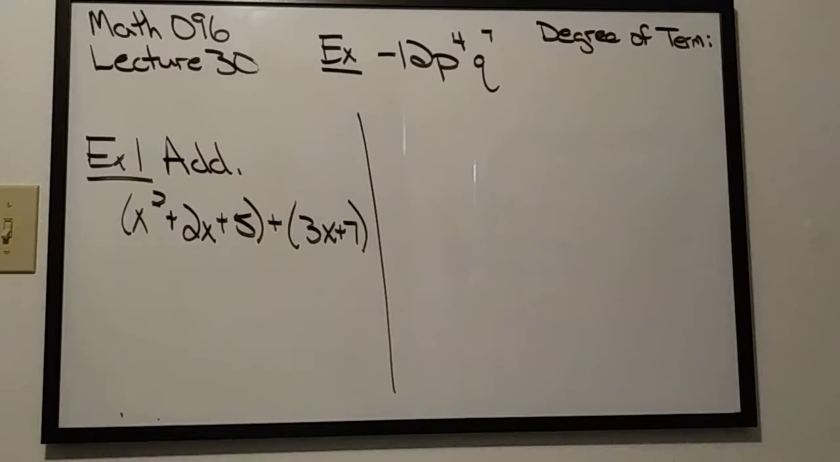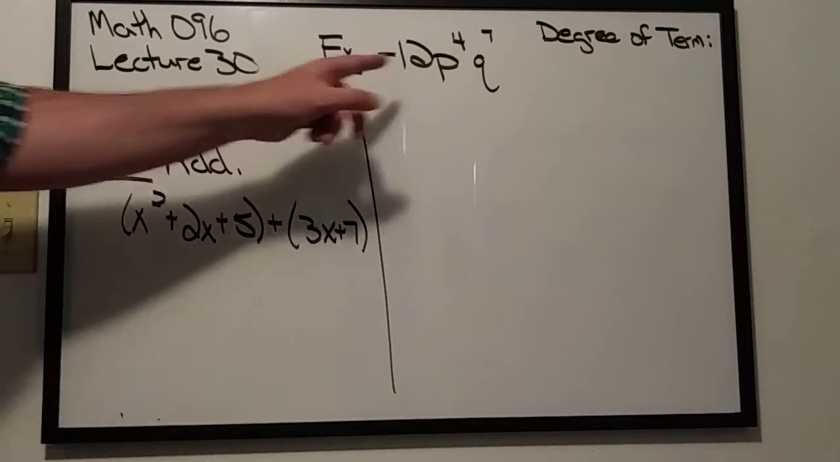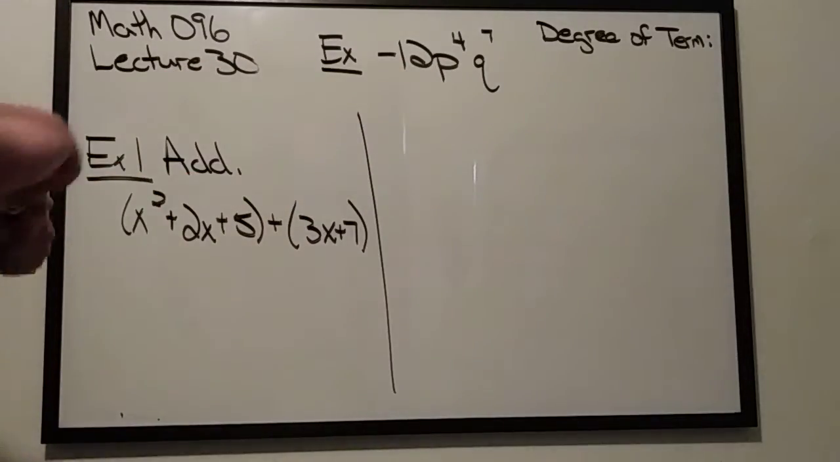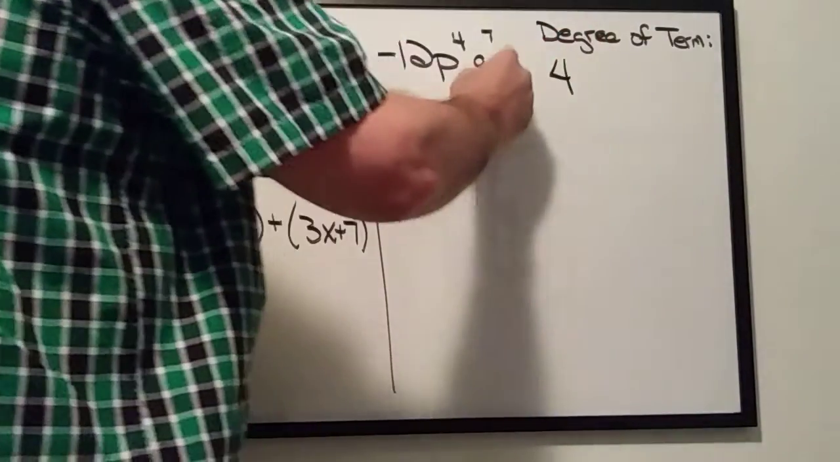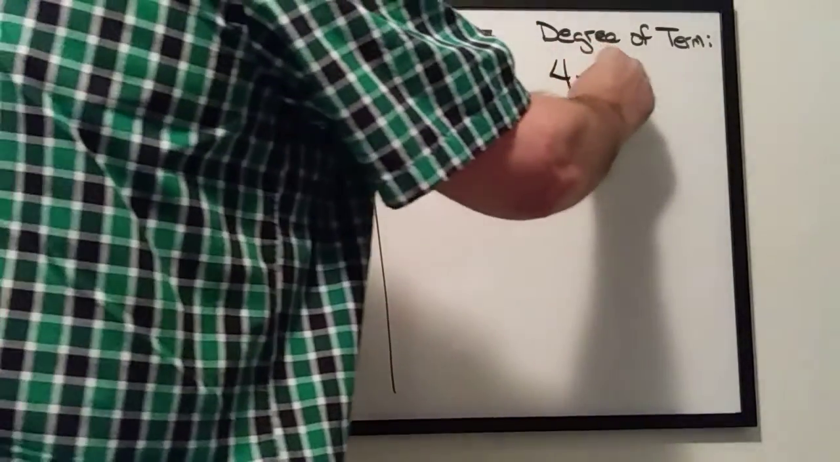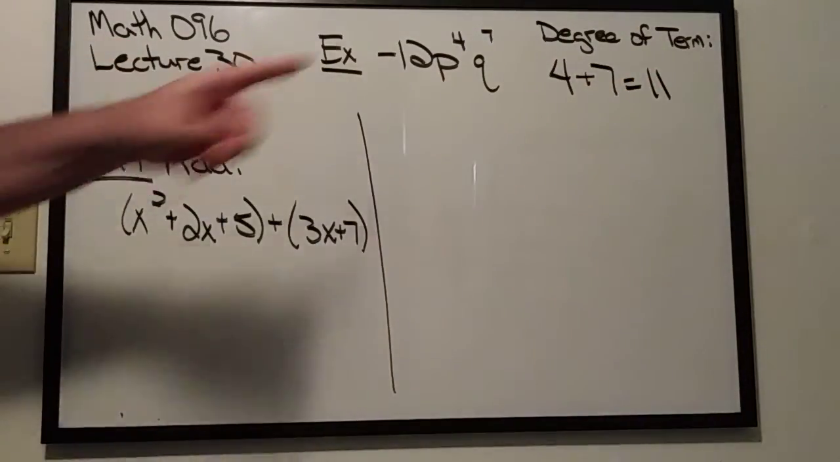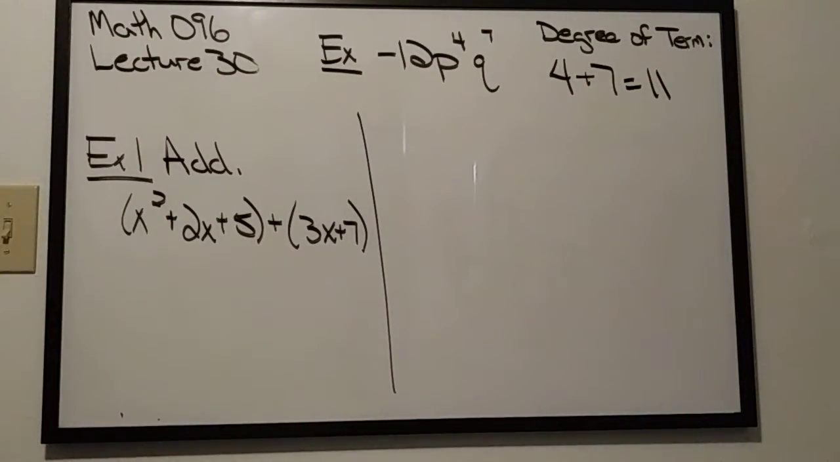So in this world where we're looking at polynomials in two variables, the degree of a term definition changes. And I've given you the statement that the degree of a term in this world of polynomials in two variables changes, and the degree is going to be then the sum of the exponents. So when we look at the exponents on the variables, we have p to the fourth, that's the first exponent, and then we have q to the seventh, that's our second exponent. So if we add those two together, we're going to get 11. So the degree of this term is 11.